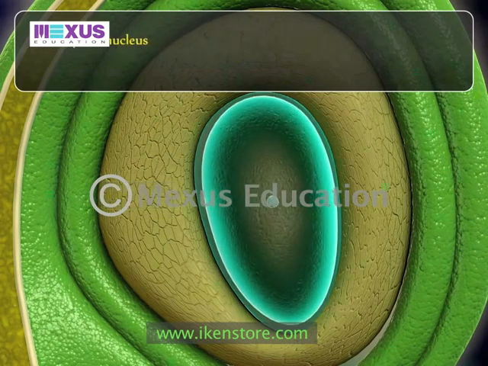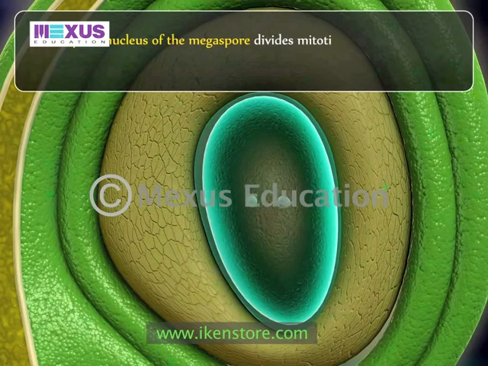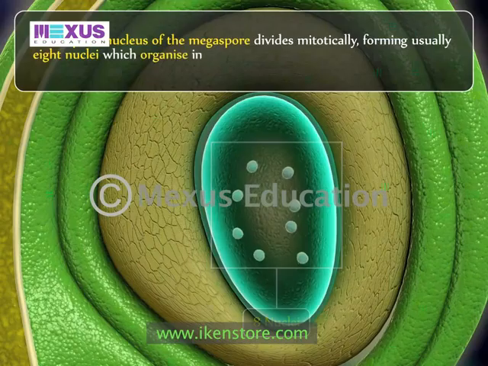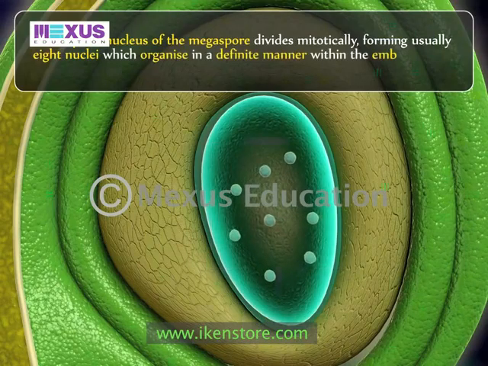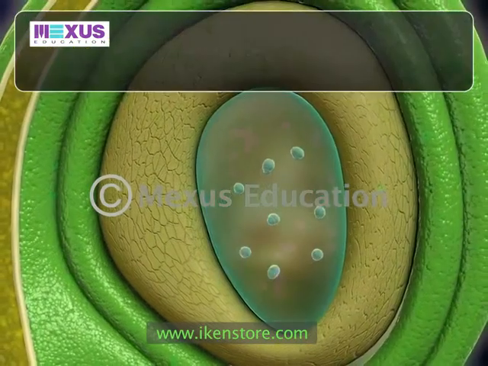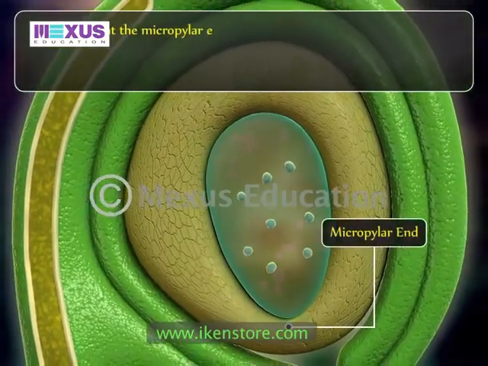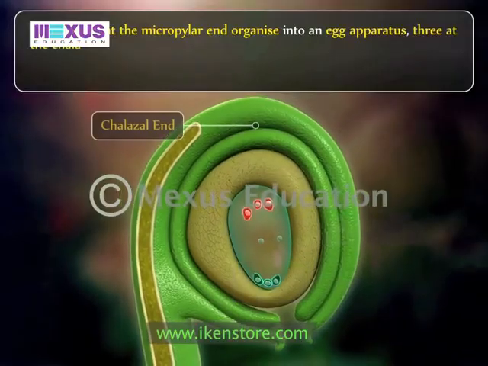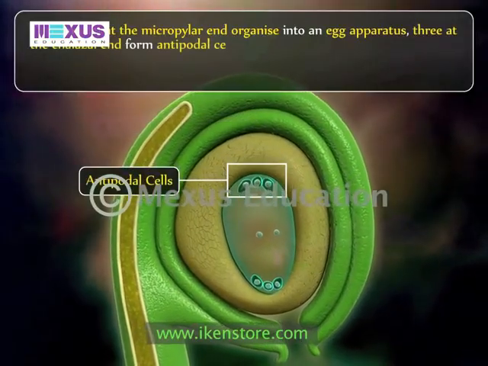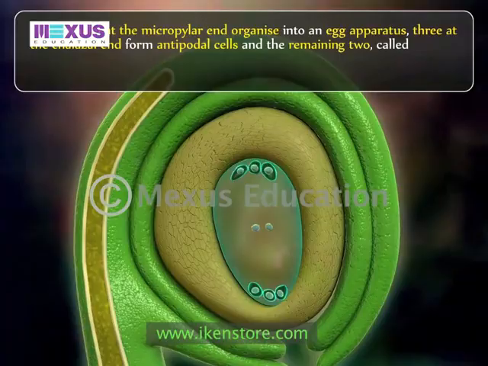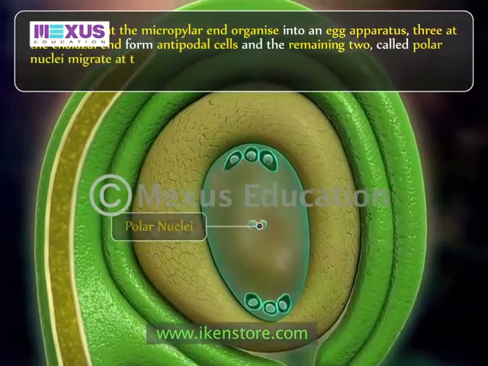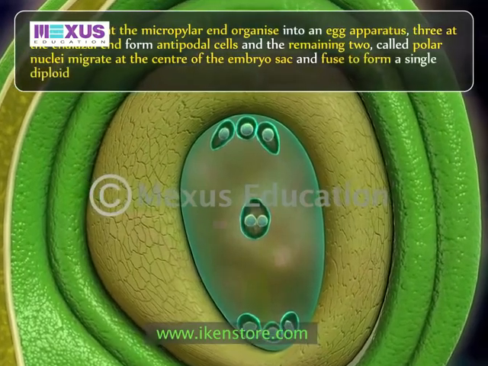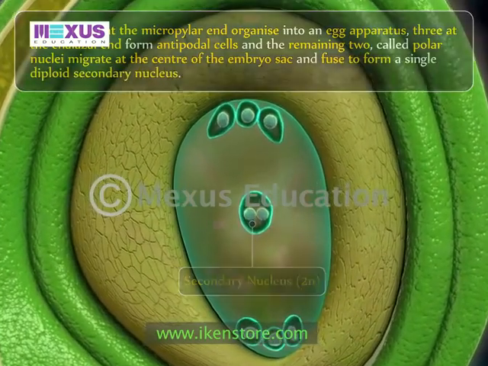The haploid nucleus of the megaspore divides mitotically, usually forming around 8 nuclei which organize in a definite manner within the embryo sac. 3 nuclei at the micropylar end organize into an egg apparatus. 3 at the chalazial end form antipodal cells, and the remaining 2, called polar nuclei, migrate to the center of the embryo sac and fuse to form a single diploid secondary nucleus.